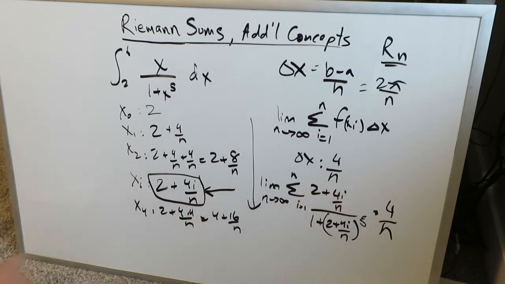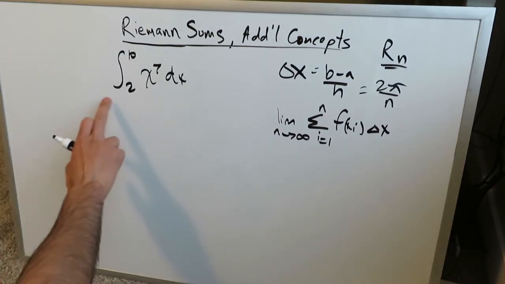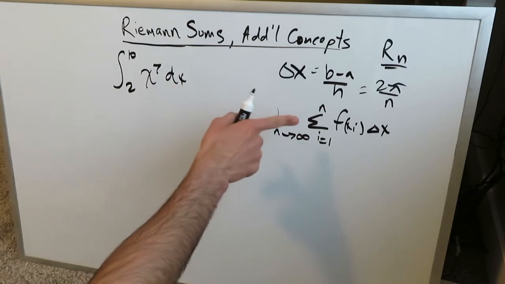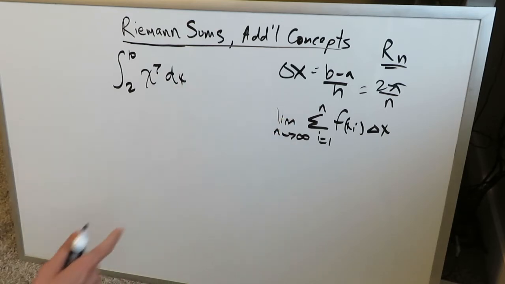So you can see it: 2 plus 4i over n, you can even parenthesize this numerator because that represents this x. Then you have 1 plus x to the 5, which is over here, represented with its xi. This is f of xi times 4 over n, which is your interval. So this question over here is completed. It's not hard.